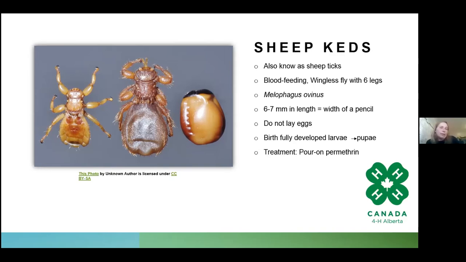And treatment for these guys, the approved or licensed product would be a pyrethrin. So we have pour-on products such as Boss, which is licensed, that we can apply to the back of an animal. The ideal time would be after shearing the animal, because shearing is going to remove a lot of the adult keds, and it'll also be easier to get skin contact with the insecticide that we'd be using.